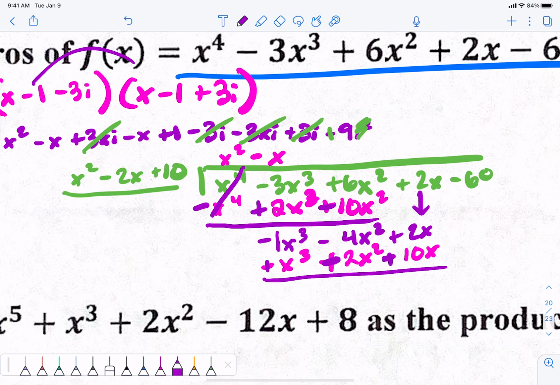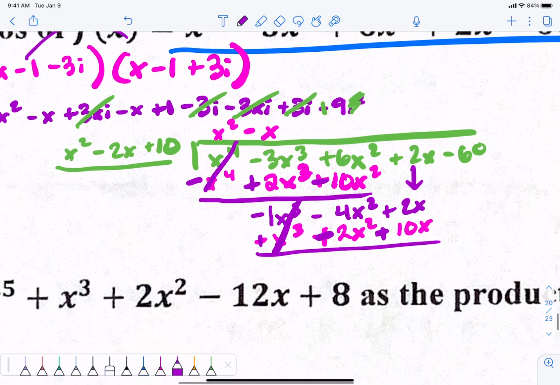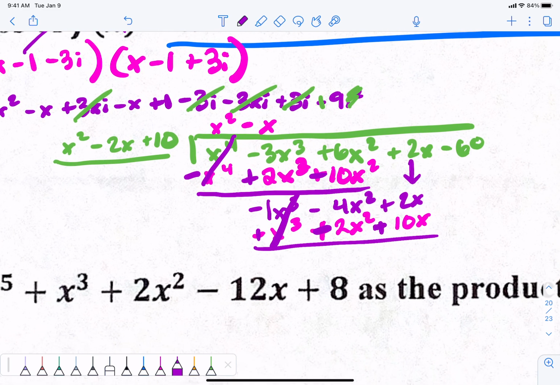What did I do? I'm gonna run out of room. I know, I am too. There's only one left though.